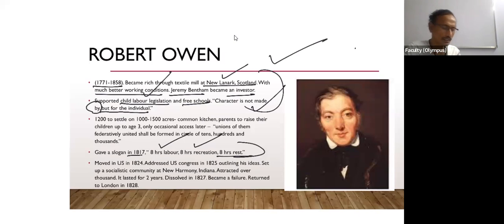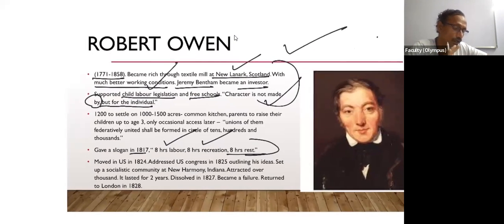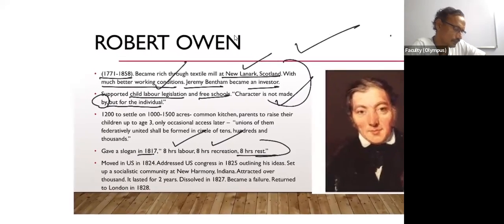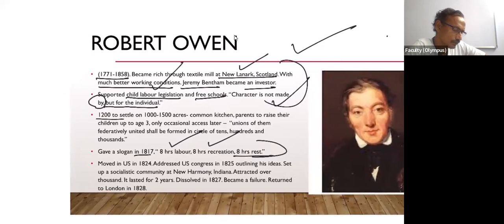But then he had some other ideas. This makes him closer to socialism. He felt society should be organized in terms of communes, is what he said. Something like 1200 to settle on 1000 to 1500 acres. They should have a common kitchen. And parents to raise their children only up to age 3. And after that, only occasional access to the children.